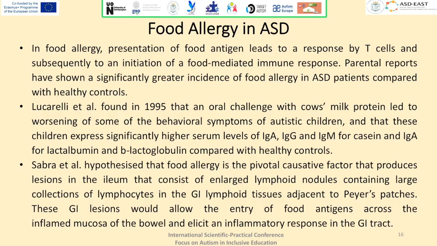Oral challenge with cow's milk protein led to worsening of some of the behavioral symptoms of autistic children, and these children expressed significantly higher serum levels of IgA, IgG, and IgM for casein and IgA for lactalbumin and beta-lactoglobulin compared with healthy controls. Sabra et al. hypothesized that food allergy is the pivotal causative factor that produces lesions in the ileum that consist of enlarged lymphoid nodules containing large collections of lymphocytes in the gastrointestinal lymphoid tissues adjacent to Peyer's patches. These gastrointestinal lesions would allow the entry of food antigens across the inflamed mucosa of the bowel and elicit an inflammatory response in the gastrointestinal tract.